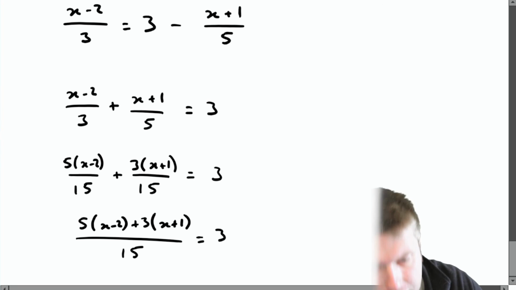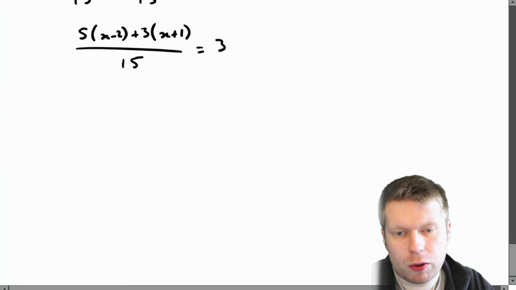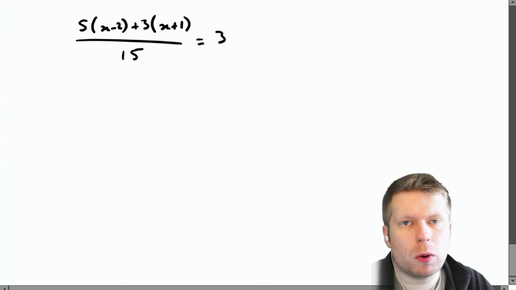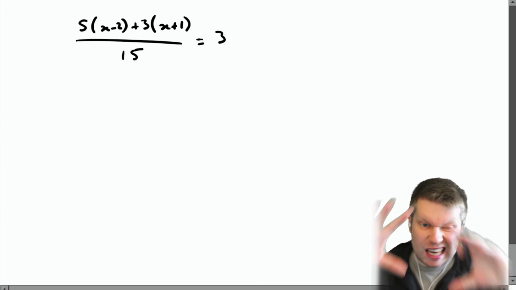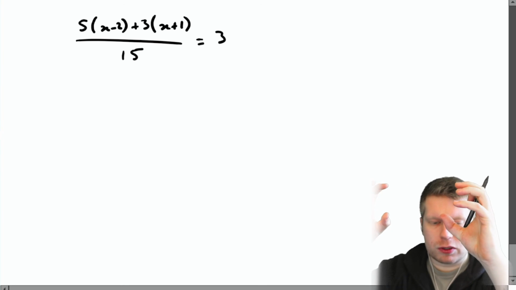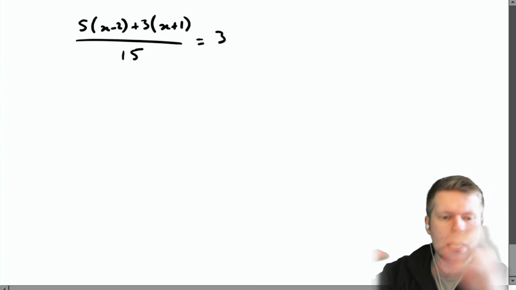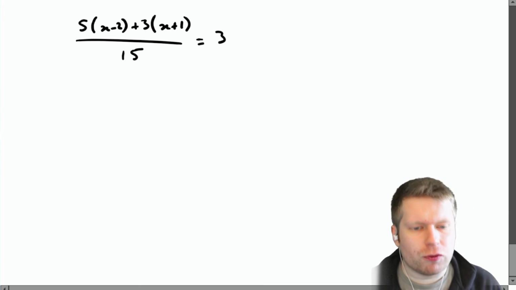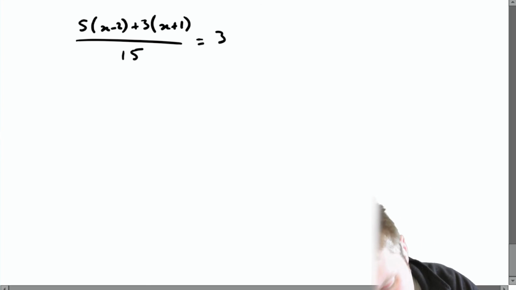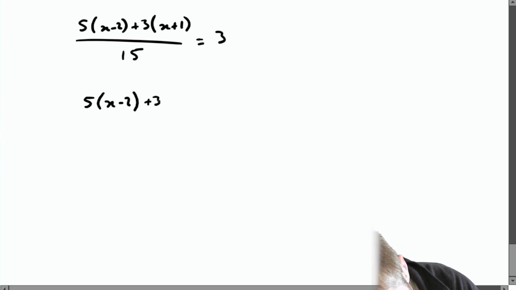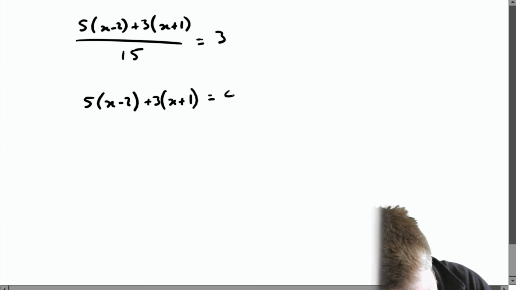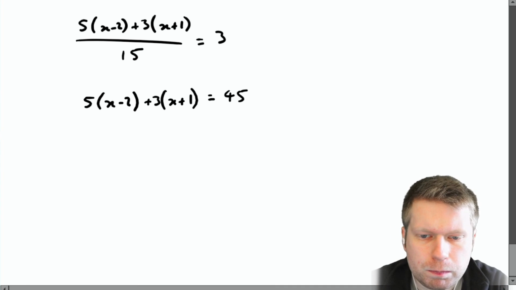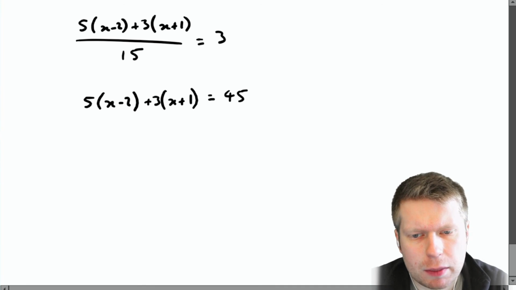is equal to 3. So let's get rid of that denominator now, and I'm just going to do that by multiplying both sides by 15, because effectively I'm saying take the entire left-hand side, that 5 lots of (x minus 2) plus 3 lots of (x plus 1), I'm going to divide all of that by 15, and it equals 3. So in order to get rid of the divide by 15, just times both sides by 15 there. So I've got 5 lots of (x minus 2) plus 3 lots of (x plus 1) on the left-hand side, and then 3 times 15, that's going to give me 45. Okay, now I think this looks a little bit easier to work with.